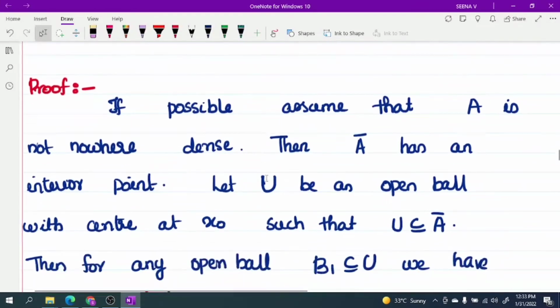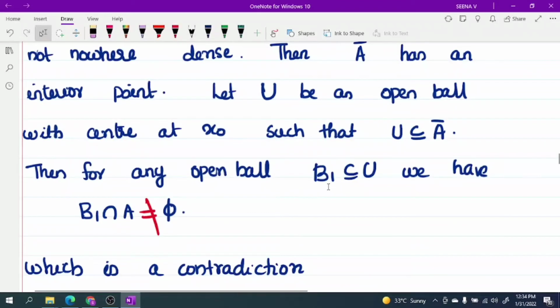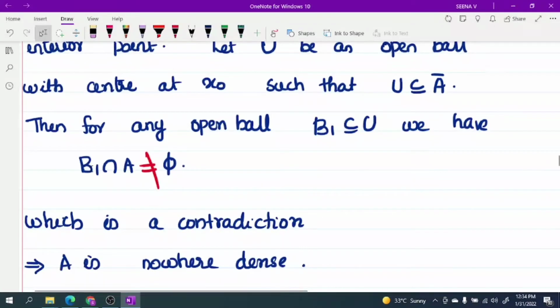If possible, assume that A is not nowhere dense. That means A closure has an interior point. Let x0 be the interior point and U be an open ball with center at x0 such that U is completely contained in A closure. Then for any open ball B1 contained in U, B1 intersection A is not equal to empty.